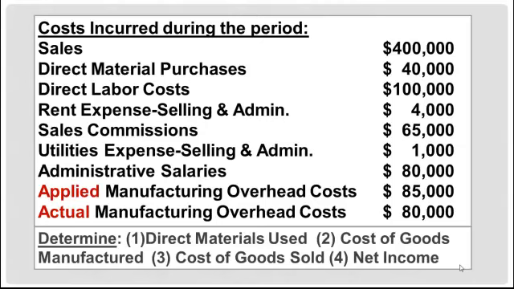Now with this information, we're given enough to compute direct materials used, cost of goods manufactured, cost of goods sold, and net income. So since we're going to prepare the income statement, notice that we were given sales, we'll be computing cost of goods sold, and we can see here we would want to identify our period costs. That includes the rent, the sales commissions, the utilities expense, and the administrative salaries. Those are our period costs, and so they won't come into play until we prepare our income statement in requirement 4.